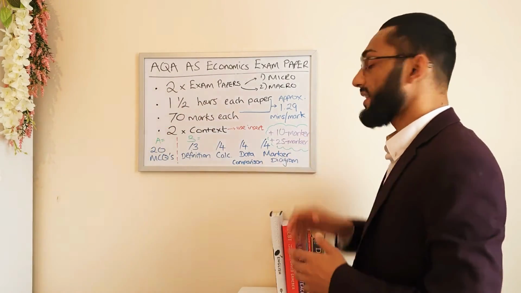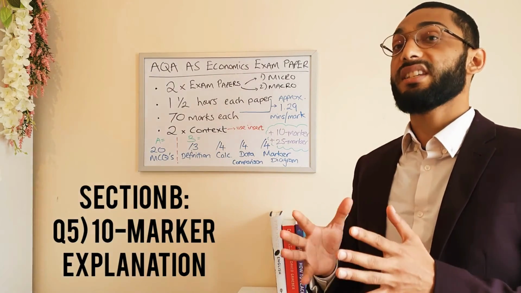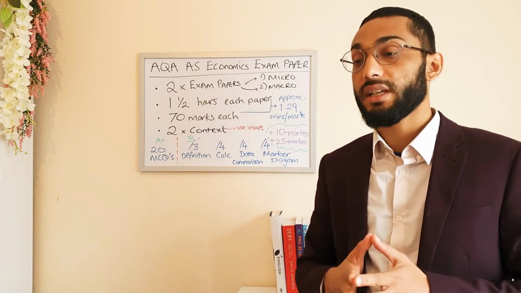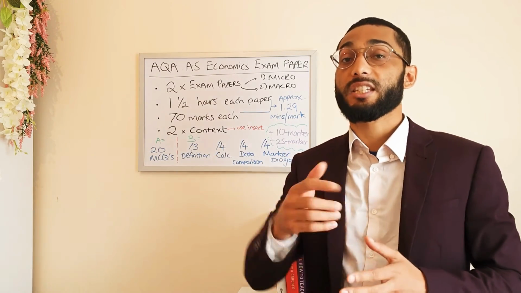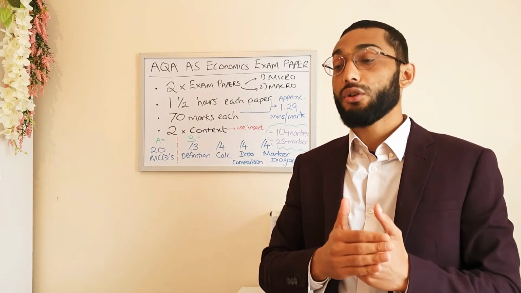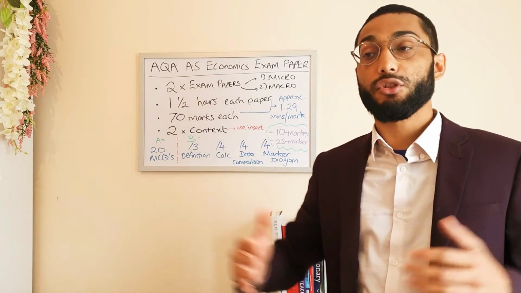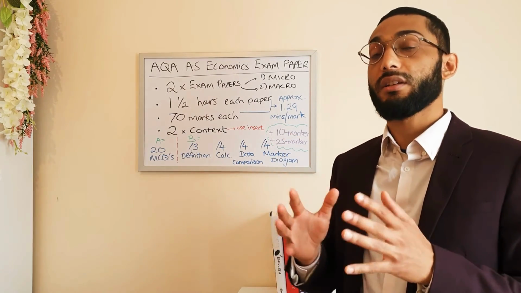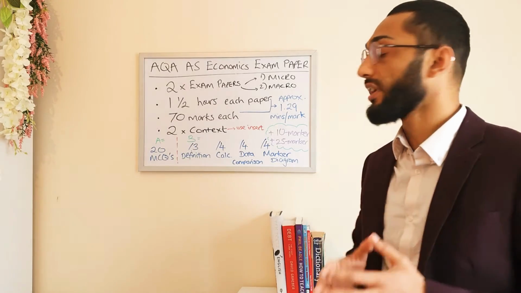Well, there will be a 10 marker, as you know, and this is an explanation question. You have to explain 1 or 2 points. It depends on the question. Sometimes they may say explain 2 points, sometimes they keep it vague. One potential point could be really good and developed well enough to gain you 10 marks. I'm also going to be making an effective 10 marker answer, so watch out for that video as well.